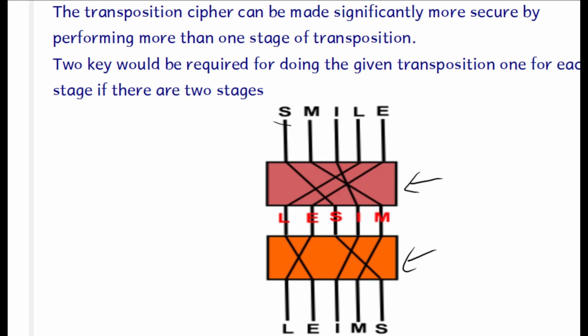Suppose the message is SMILE. In the first case, S goes from here to here, and in the second transposition block it goes here. M comes from here, goes here, and then comes back here. I, in the first stage, comes here, in the second stage goes here, and so on. So finally this is our final message, that is the cipher text. This is how the transposition cipher works.